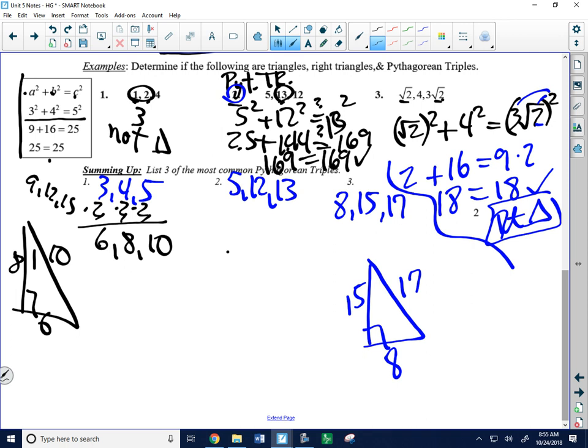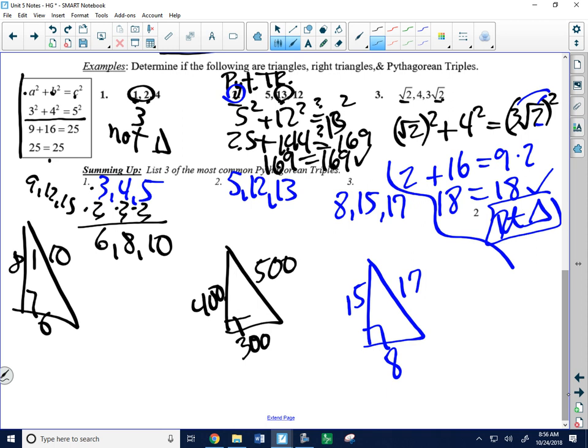So even something like this. If I gave you this is 500 and this is 300 and you knew it was a right triangle, what would you say this side is? 400, nice. Right? Because it's multiplied, it's this one multiplied by 100.